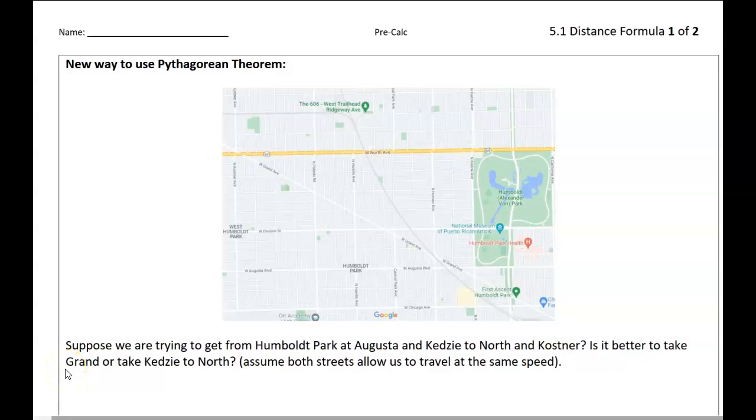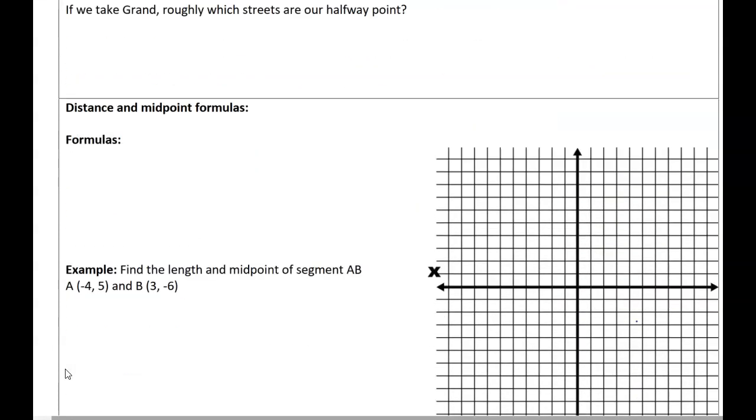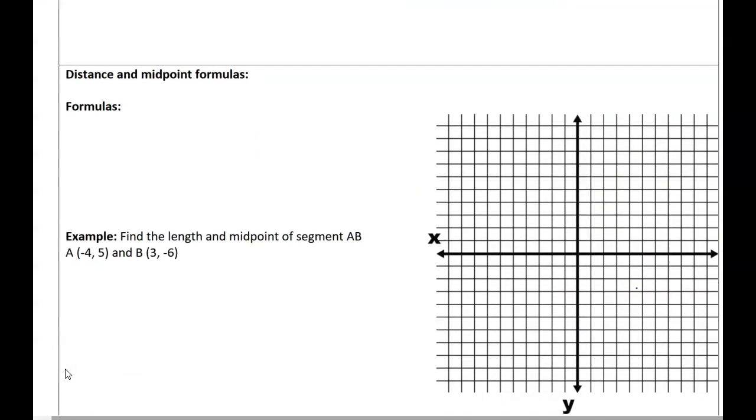So we're building towards here a way to study circles on the coordinate plane. But to start, we're just going to look at some new ways to use familiar formulas. So really, we're just using Pythagorean theorem on the coordinate plane here, and maybe we're going to find a way to simplify it a little bit.